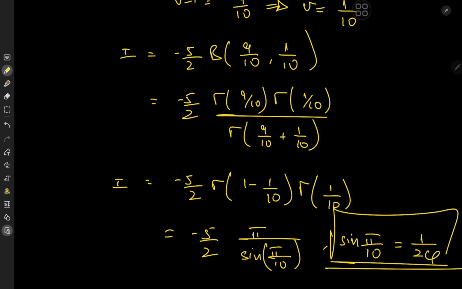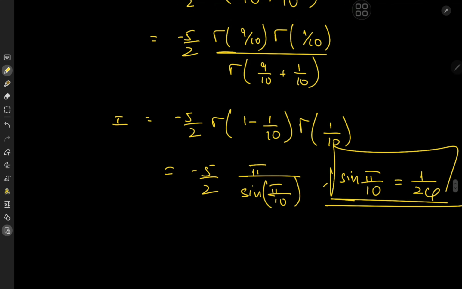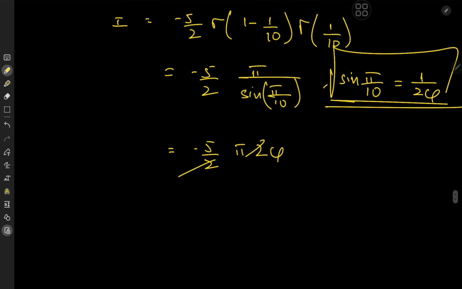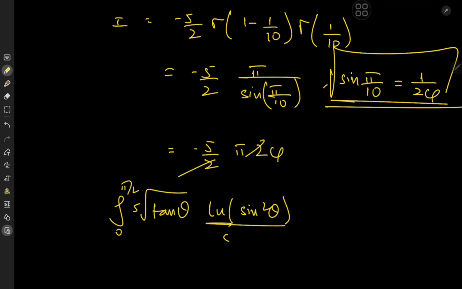So yeah, I think you guys saw it coming when you saw the 5th root. So, you know, number 5 and then the whole thing about golden ratios and all that kind of stuff. So that means we have minus 5 over 2 times pi times 2 phi. There is some cancellation, which implies that our wonderful integral, that is the integral from 0 to pi over 2 of 5th root of tangent theta times log of sine square theta over sine 2 theta d theta equals negative 5 pi phi. Quite a beautiful result.